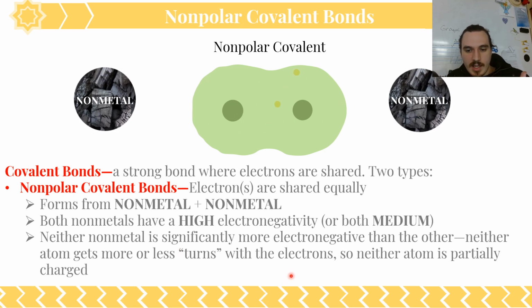You can think of this like a game of tug of war where the two teams are equal strength. Nobody is really winning. Both of these atoms get pretty even turns with the electrons. They spend some time around one atom, some time around the other atom. And so neither atom has any charge. The electrons aren't gathered on one side or the other, so there's no negative and positive charges to talk about here.